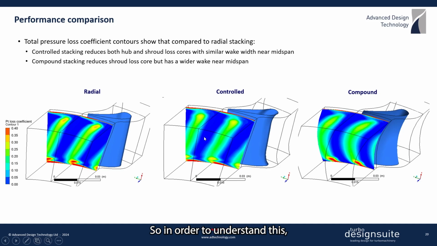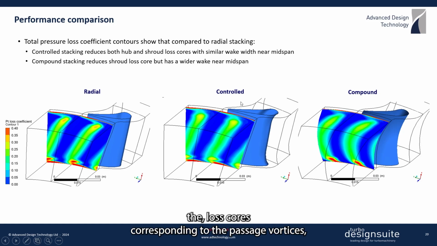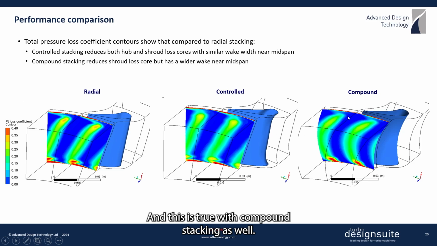So in order to understand this improvement from controlled stacking, we can see that the loss cores corresponding to the passage vortices are reduced in depth compared to radial stacking near both hub and shroud. And this is true with compound stacking as well, but the wake is much wider at the mid-span, leading to higher loss figures in this region.